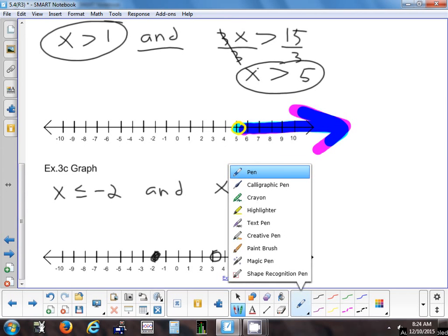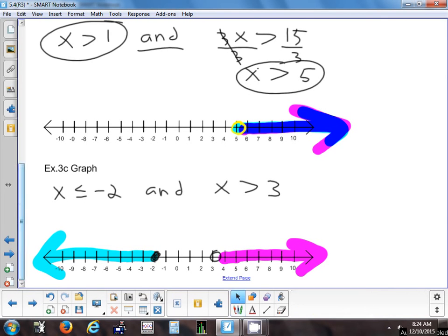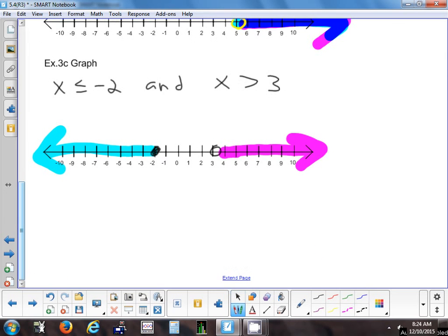Yep, you might highlight it. Which way do I shade for the closed circle? Yep, we're gonna shade left. How about for the open circle? We're gonna shade to the right. And now, what's my answer here? Yeah, there's no solution. How come? They don't overlap. If this was an or, that's fine. But since this is an and, there's no solution.